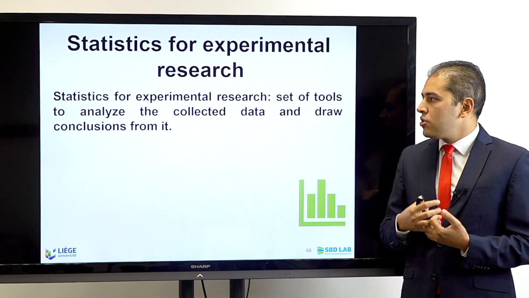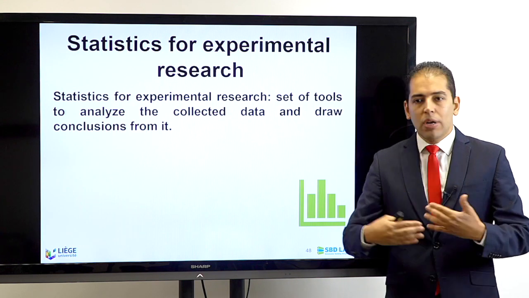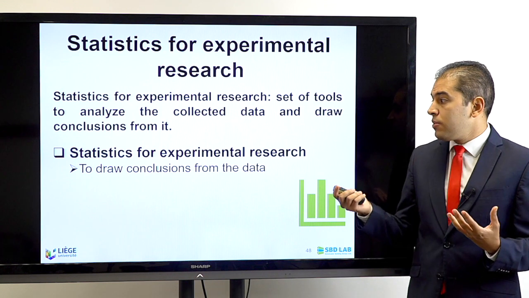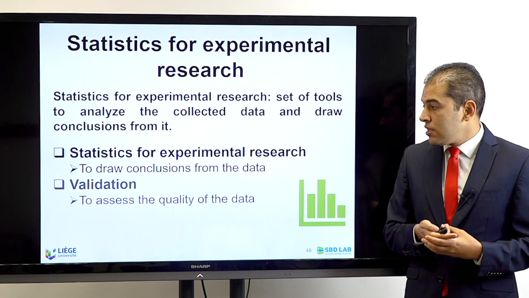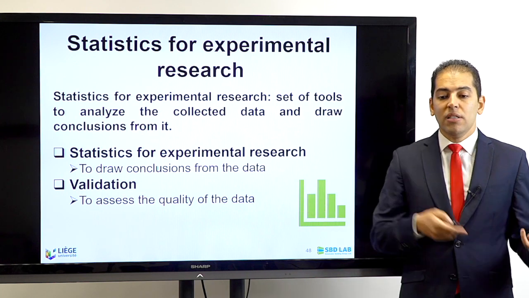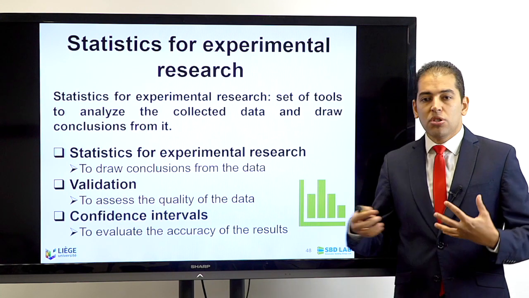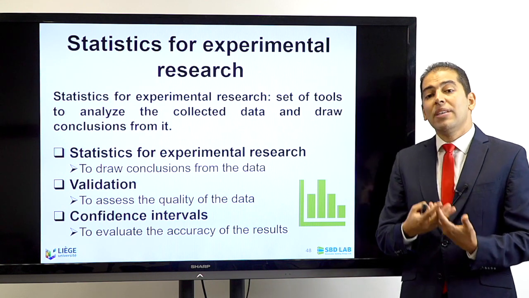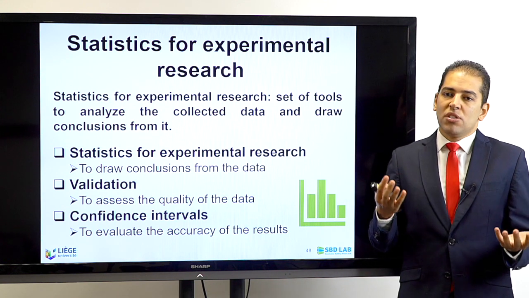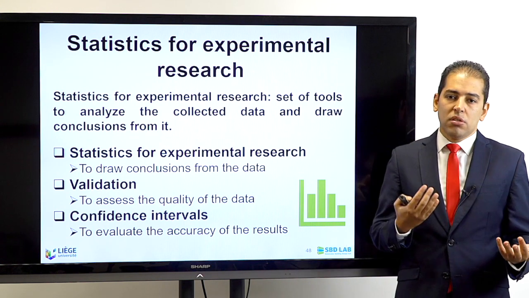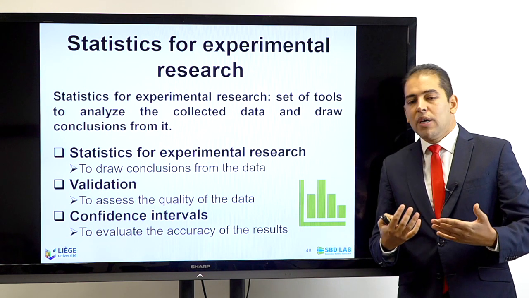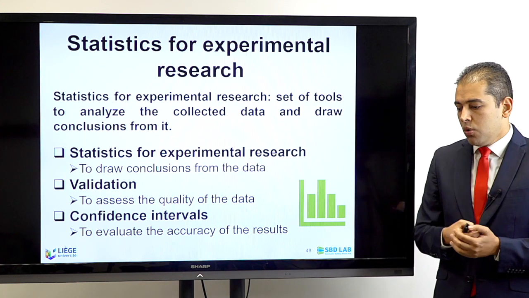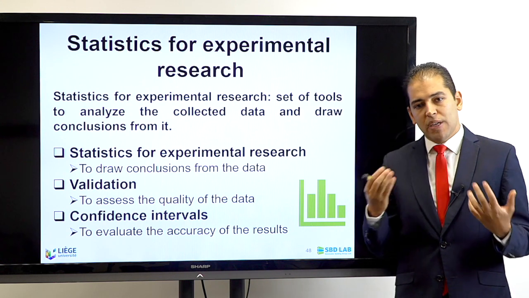Statistics for experimental research are simply a set of tools to analyze the collected data and to draw conclusions from it. So statistics for experimental research is helping in this sense, and it helps us also to validate our experiments. And in this sense, we seek to calculate the confidence intervals. We need to evaluate the accuracy of our results, and we will check if there is a variance, if there is a regression. No, first variance. After variance, we check if there is a correlation. If there is a correlation, we can go further with a regression and a cause-effect proof establishment.